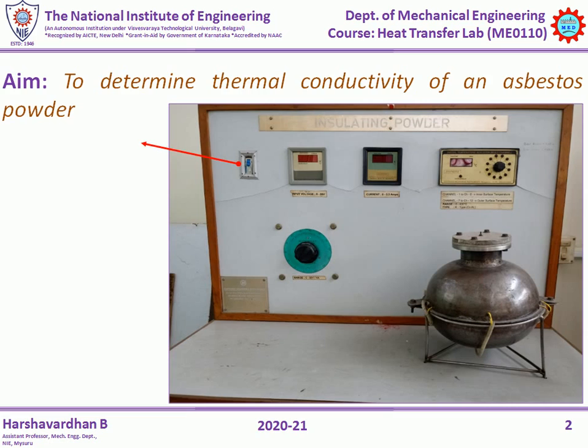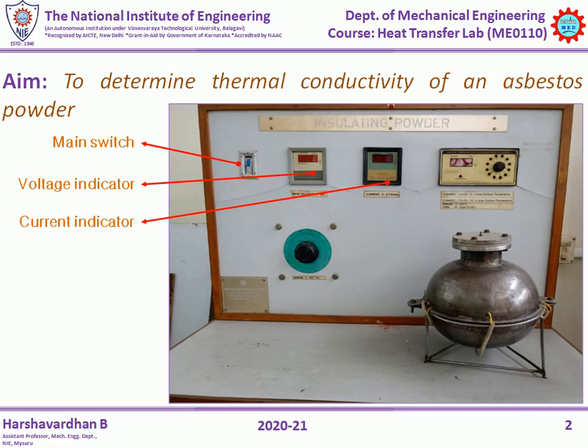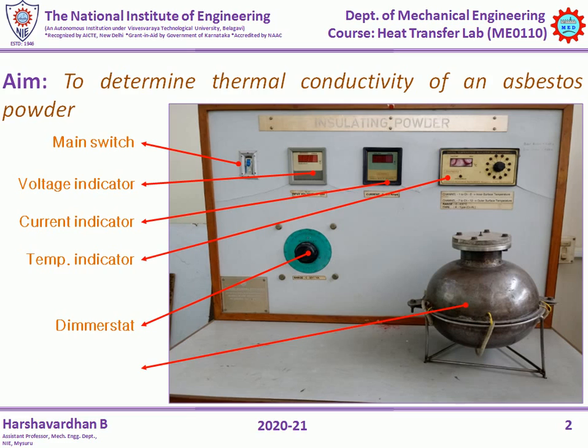In this experimental setup, this is the main switch used to provide the electricity to the heater. This is the voltage indicator. This is the current indicator. And this is the temperature indicator. This one is the dimmerstat, which is used to provide the required voltage and current to the electrical heater. And this is the test chamber.